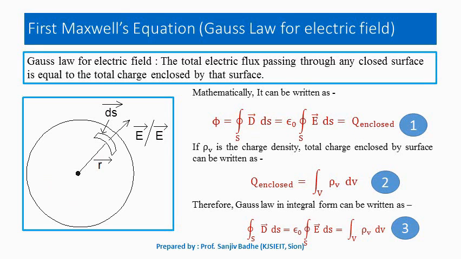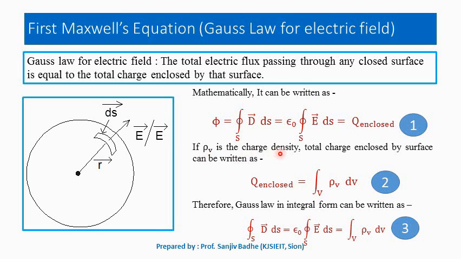If D bar is the flux density, we can write the total flux as surface integral of D bar, and flux density is equal to epsilon naught E bar. So this total flux becomes epsilon naught surface integral of E bar, and according to this Gauss law, we can write this epsilon naught surface integral of E bar ds to be equal to total charge enclosed.